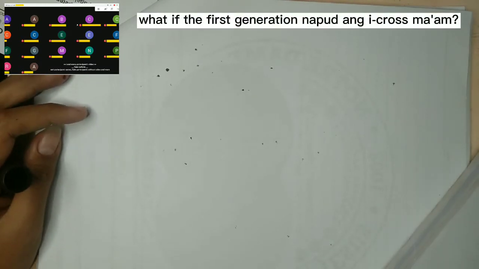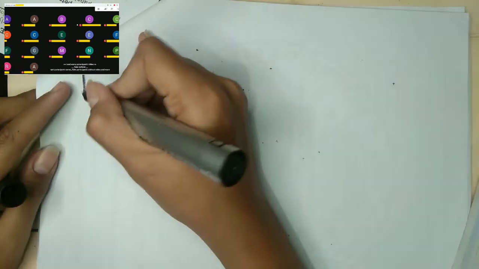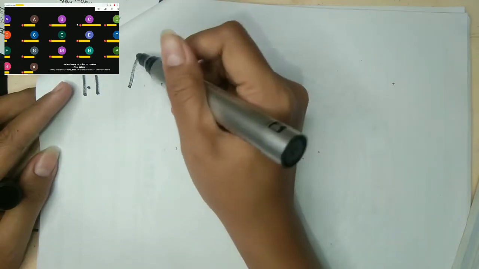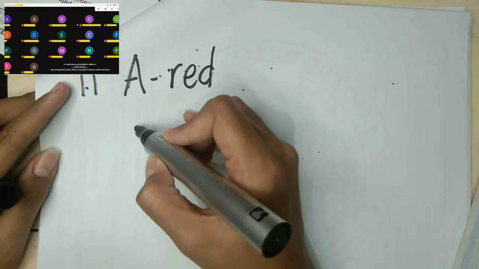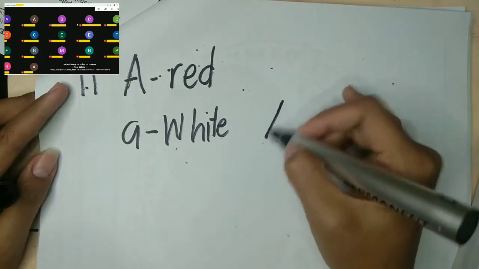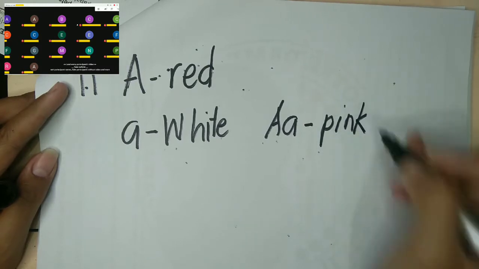Okay, so no questions? Okay, my question. What if the first generation is crossed? Very good question. If we cross the first generation, we have 2 pink flowers. So, 2 pink flowers from the first generation are crossed. Let's determine the genotypic and phenotypic ratio of this cross. For capital A, we have red, small letter a for white, and capital and small letter A for pink.